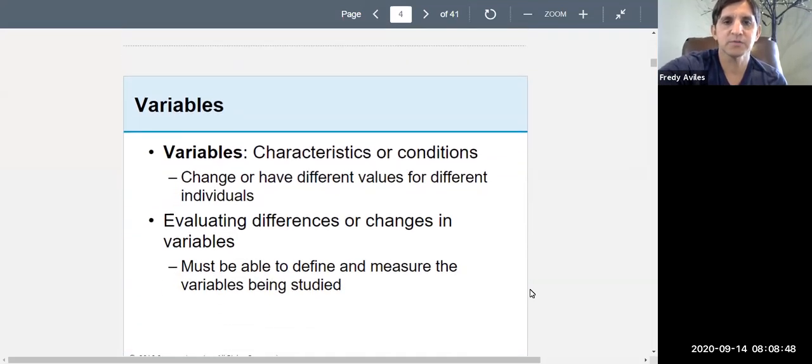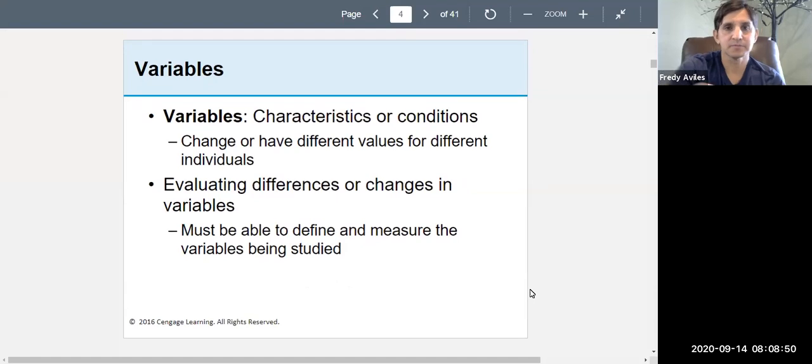So let's talk about these variables. First of all, what are variables? Variables are simply things that vary. That's why they're called variables, because they vary. So characteristics or conditions. So the characteristics of people can differ, right? Whether they're male or female, young, old, high IQ, low IQ, whatever it is. Conditions, warm weather, cold weather, a frustrating event, a relaxing event, all sorts of things that vary. That's what variables are.